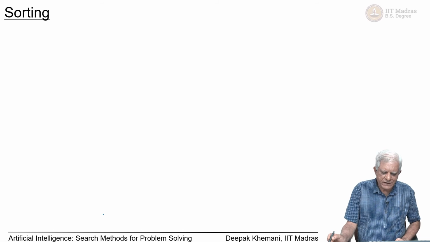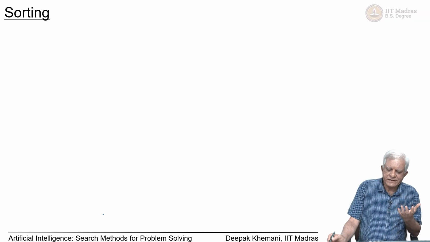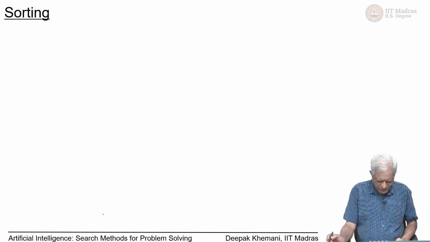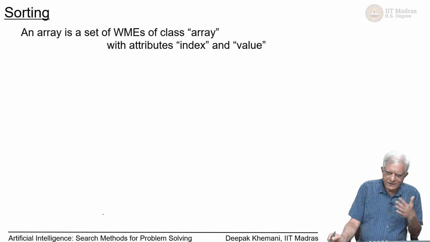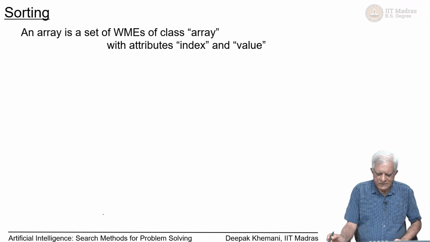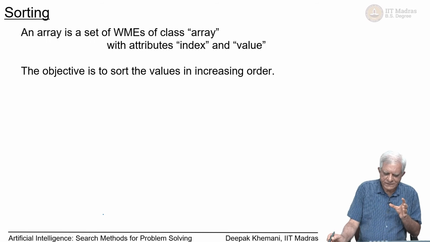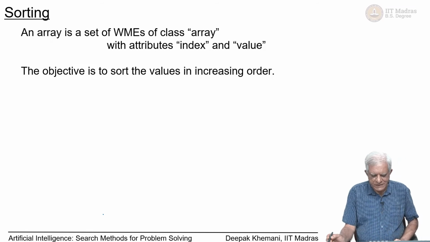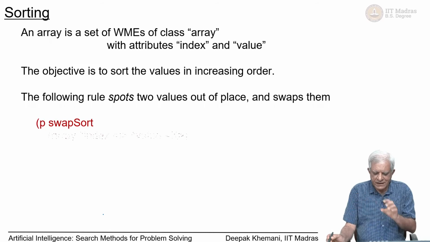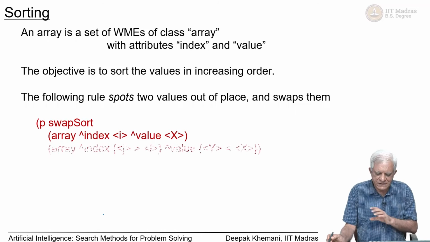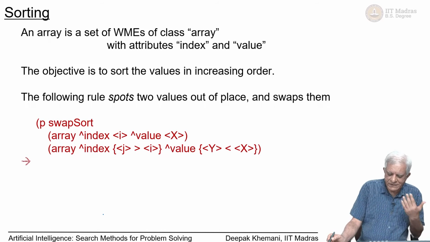So, just a very quick example of how rule based languages can be quite powerful. Let us look at a problem of sorting. We have already seen that there were some working memory elements in a class called array, which had attributes index and value stored with every index value. The objective is to sort the values in increasing order. So, we have a set of records: array index 1 value something, array index 2 value something, array index 3 value something, and you want to sort them in increasing order.